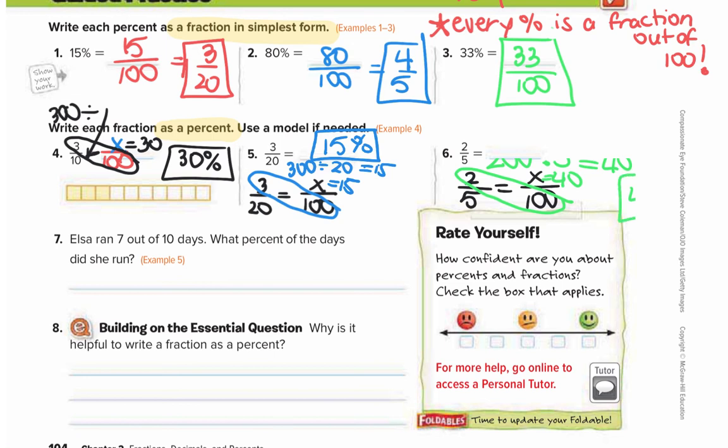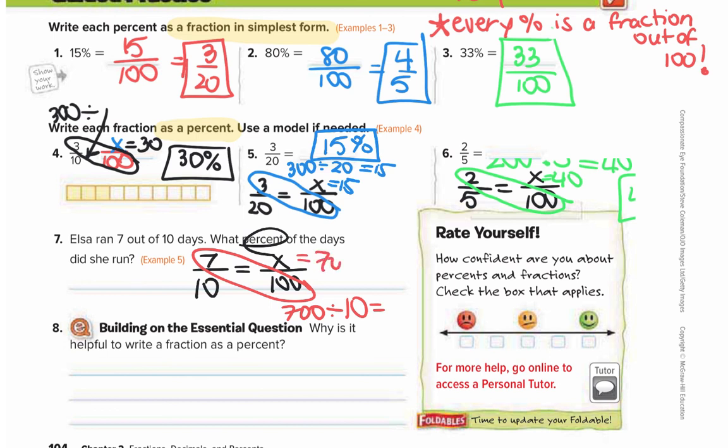Number 7, Elsa ran 7 out of 10 days. What percent of the days did she run? So we have 7 out of 10. We want to know what is this out of 100, because whatever it is out of 100, that's what it's going to be as a percent. So cross multiply, and you got 700. Divide that by the leftover number, which is 10. That equals 70. So 70 over 100 is 70%.